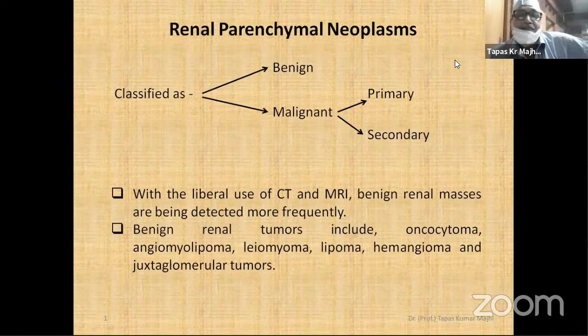The first renal topic is renal parenchymal neoplasm. Kidney is a very important organ which harbors neoplasm. Depending on the different tissue components of the kidney, there is a long list of tumors arising from renal collecting tubule, renal vasculature, renal capsule, glomerulus, and other tissue components. But the basic classification is benign and malignant. Malignant tumor is classified as primary and secondary.